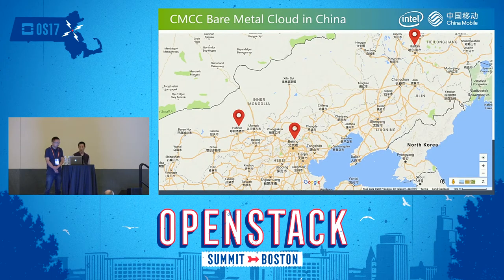Okay, let's talk about the Baremetal cloud. Here are the three resource pools in China where they are planning to deploy Baremetal resources. One is the Harbin resource pool, which will have 3,000 nodes this year, and they plan to expand to over 20,000 nodes in the future. There are also resource pools in Beijing and in Huohuo. In Huohuo, there will be 1,200 nodes this year, and they plan to expand to over 2,000 Baremetal nodes in the future.